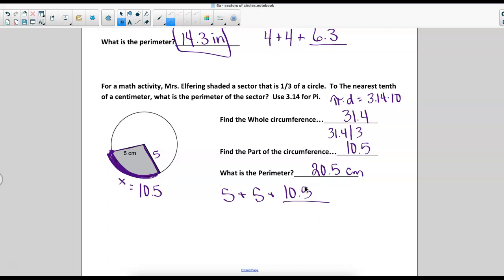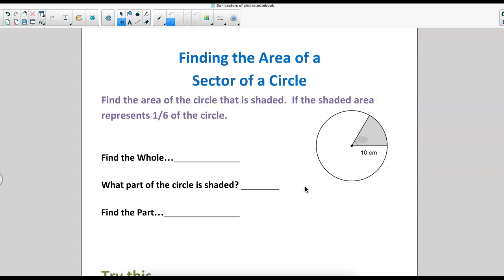Okay, can we move on from perimeter? Okay, let's look at area. This is actually easier. Find the area of a circle that is shaded, if the shaded area represents 1/6 of the circle. Okay, area means what? The inside part. So I'm not walking around the outside and having to add things together. I just want to figure out how many squares it takes to cover this part of the circle, which is 1/6 of the circle. So if I find the whole area, what am I going to do? Divide it by 6 and we'll have the part of the area.